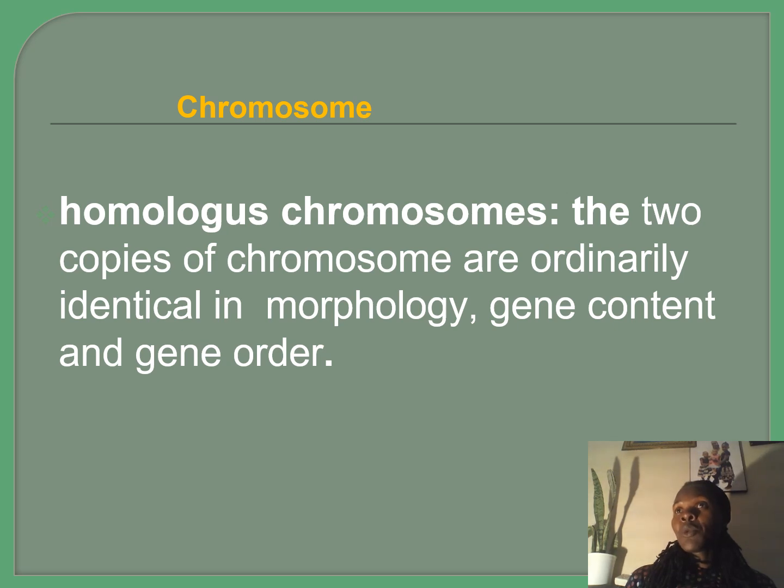So we talk about mutation. The other one, we talk about speciation, but then they have a common ancestry. So the homologous chromosomes we refer to as the two copies of chromosomes that are identical in morphology, gene content, and gene order. We'll be able to see an example of the same when we look at the family, for example, of Hominidae. You talk about the Homo sapiens, you talk about the apes.